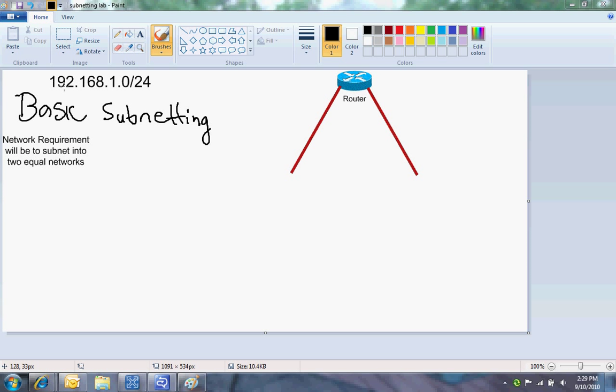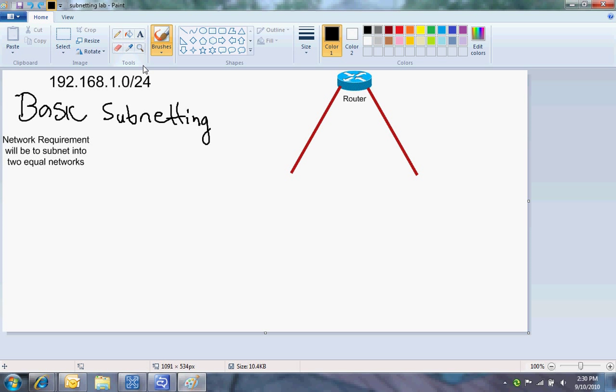Now, our network requirement will be to subnet our network. I've got two different subnets connected off of my router, or two different networks, and we're going to take this network address here and break it up into two equal portions. We're going to do this by subnetting. Before we can do this, there are a couple of rules that I'm going to need to explain to you.